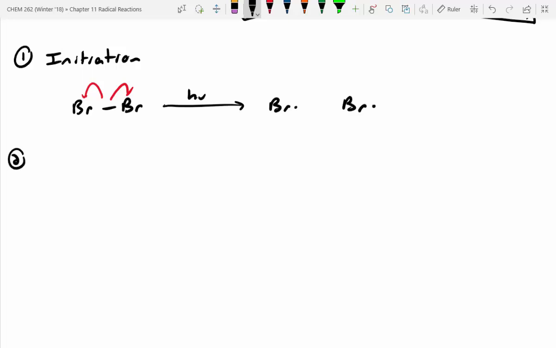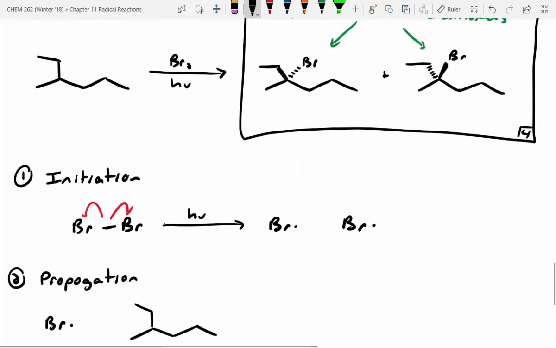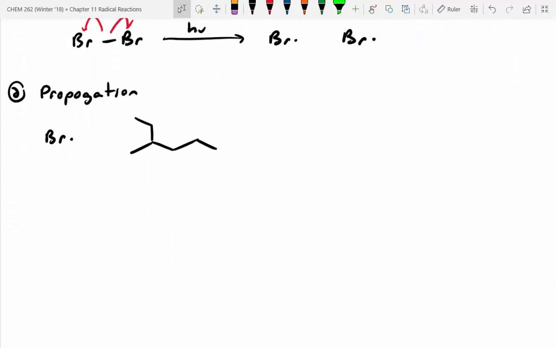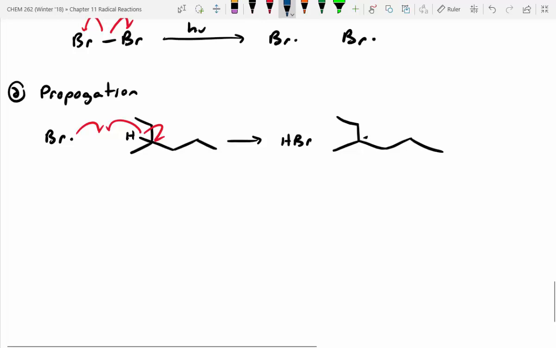What's step 2? Propagation. So we can take one of those bromine radicals that we formed before, and we're going to react this with our alkane. And we know the first step is going to be an abstraction of the best proton. So we've made HBr and our radical. And we know that this is trigonal planar, so I'm just going to make a note.